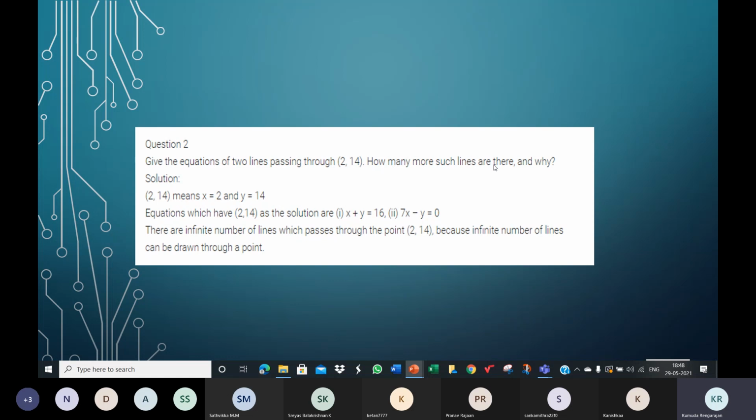How many more such lines are there? There are infinite number of lines that pass through the point 2, 14. Why? Because there are infinitely many lines that can be drawn passing through any given point.